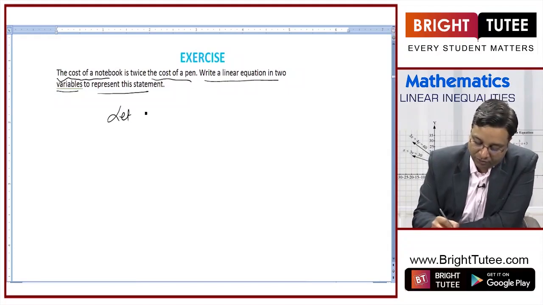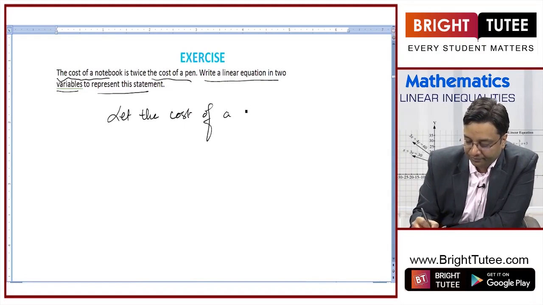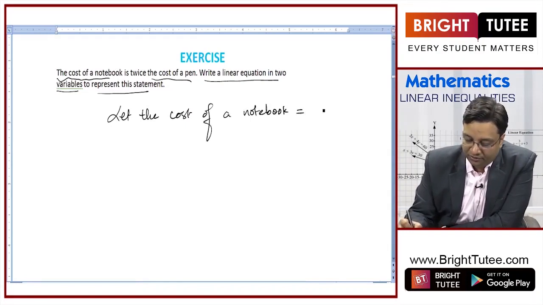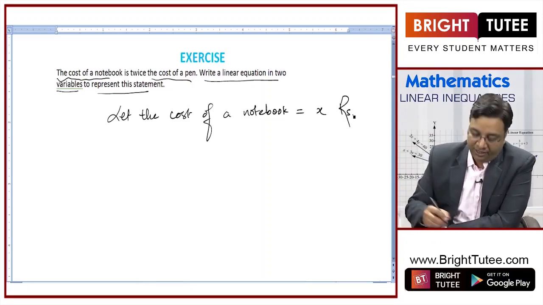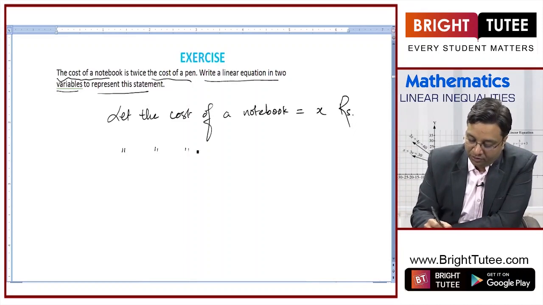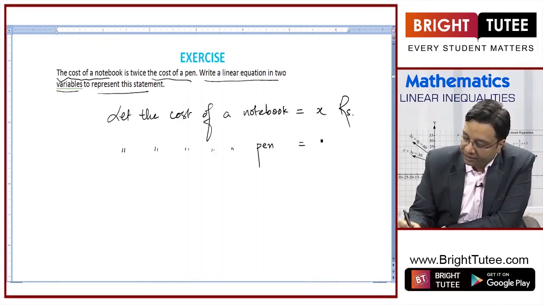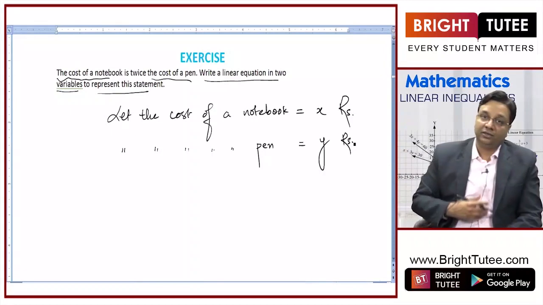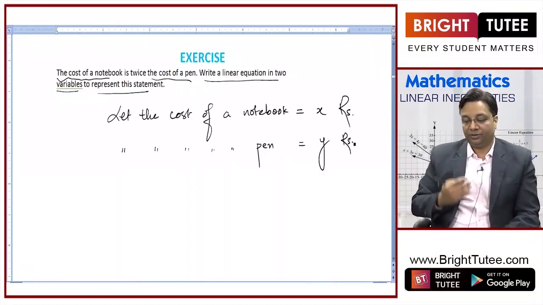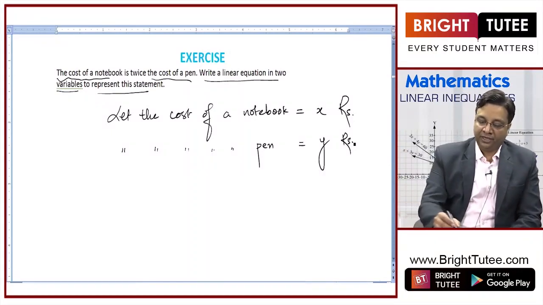Let the cost of a notebook equal X rupees. Let the cost of a pen be Y rupees. I have supposed the cost of a notebook to be X rupees and the cost of a pen as Y rupees.